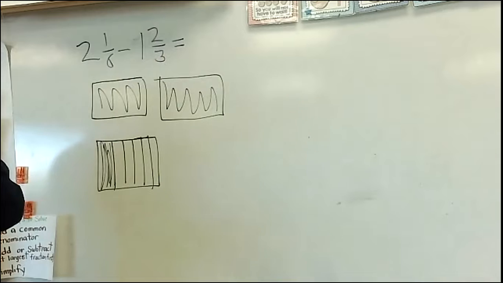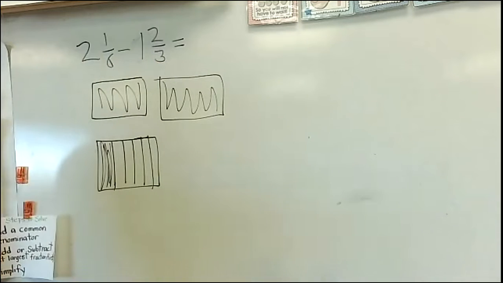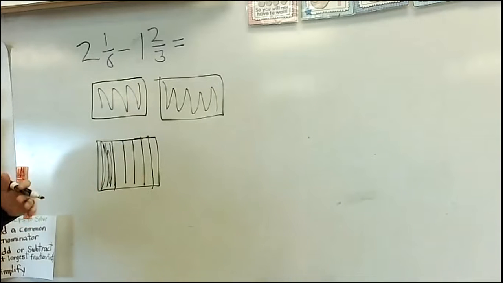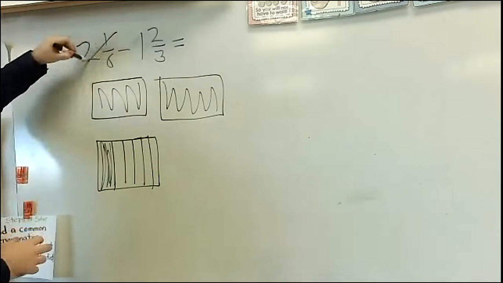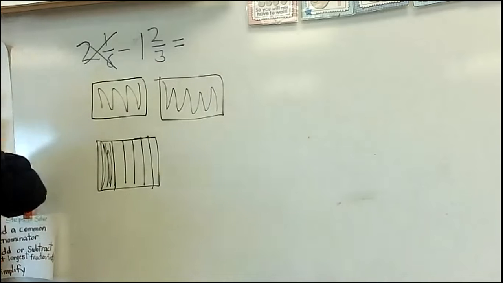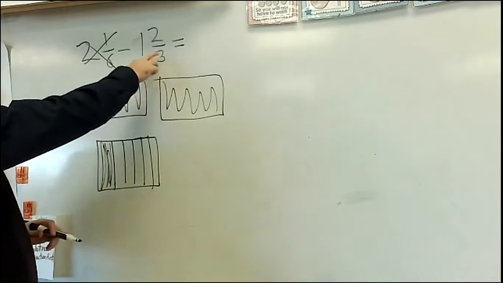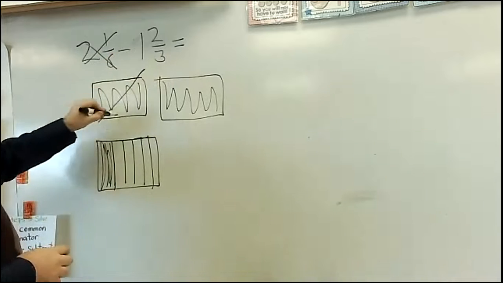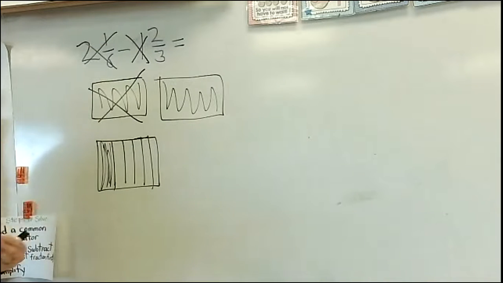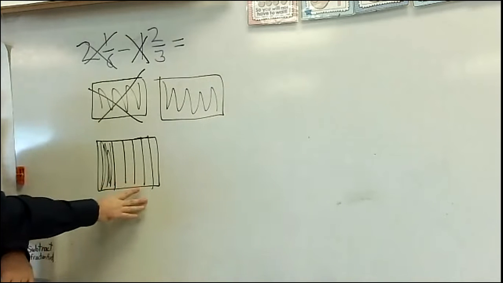Now we're taking away 1 2/3. Sometimes I like to do this to help me as I draw with subtraction, because sometimes I get mixed up. I'm going to cross out the 2 1/6 just to say, you did this, don't worry about it anymore. So now I have the 1 2/3. I'm going to cross out the 1 whole. The 1 whole is gone. So now I need to take away 2/3, but I only have 1/6.